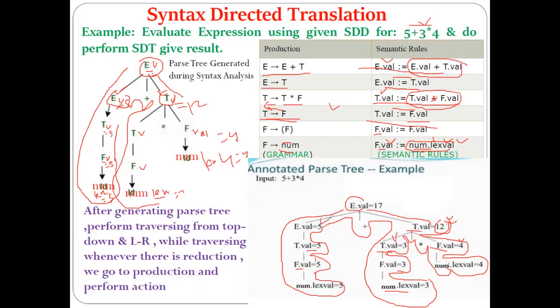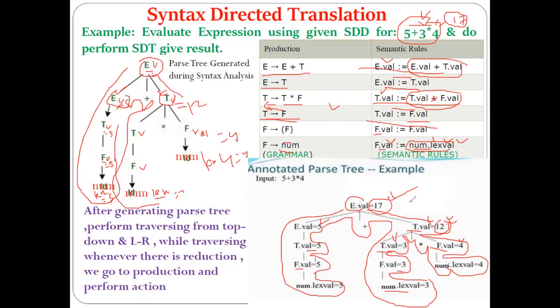So you know the value of e dot val is 5. You know the value of t dot val is 12. So 5 plus 12 is 17. That is the reason you have observed. So by traversing this tree, you can see we are getting the result 17. It indicates that this expression is semantically correct, meaning it is a meaningful expression.